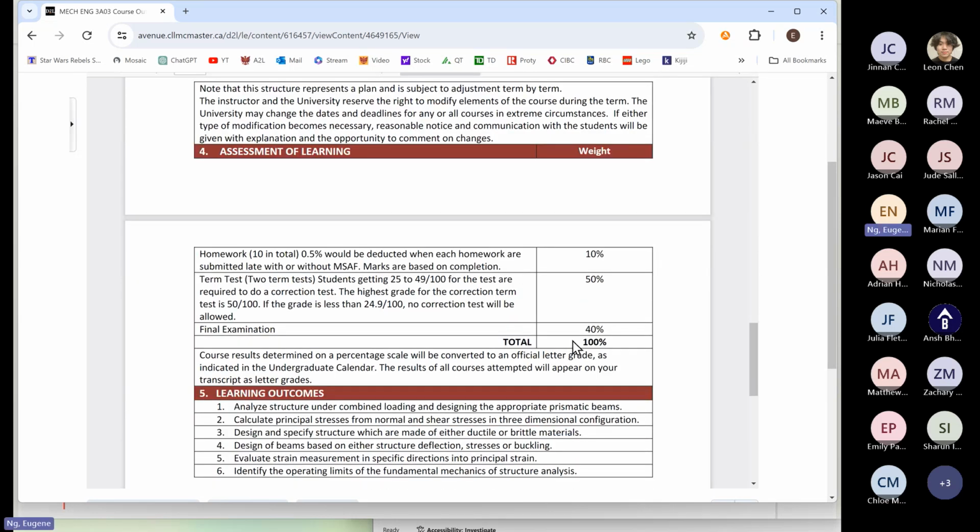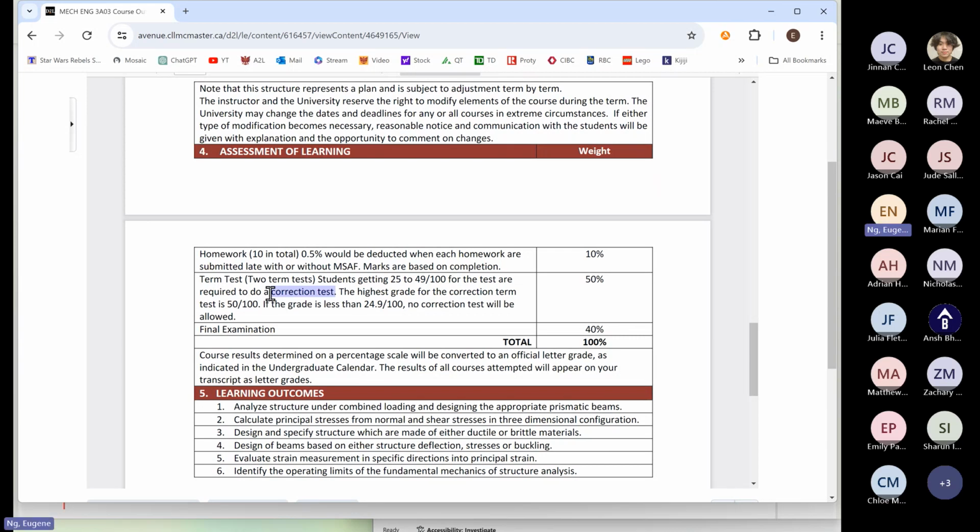The weightage: 10% will be for homework. If you are late, 0.5% will be taken away, with or without MSAF. Term tests will be worth 50%, and there are 2 term tests. For a term test, if you get between 25 and 49 out of 100, I will schedule a date for you to do a correction test. You do exactly the same questions, but the best grade you can get is 50%, and you have to get everything correct. So the trick is, don't do correction. It's not worth it, because you do the questions again, everything has to be correct, and the best grade you can get is 50%.